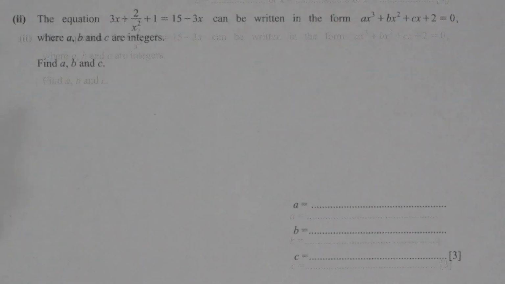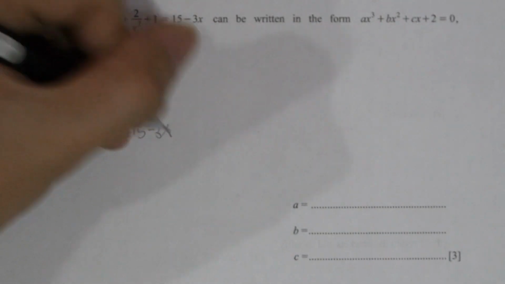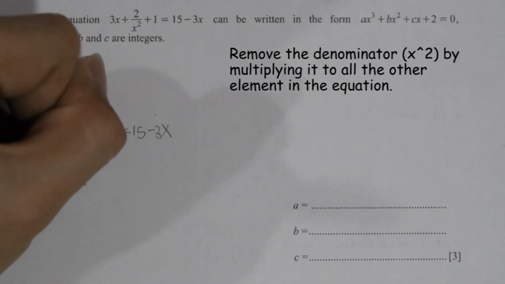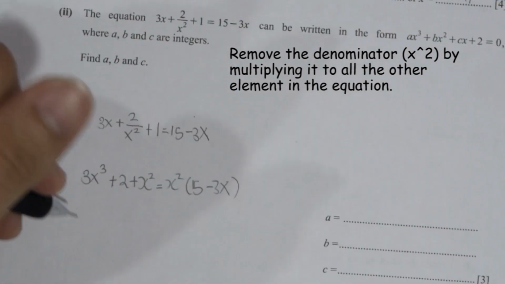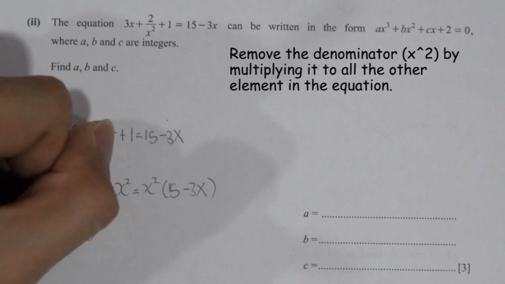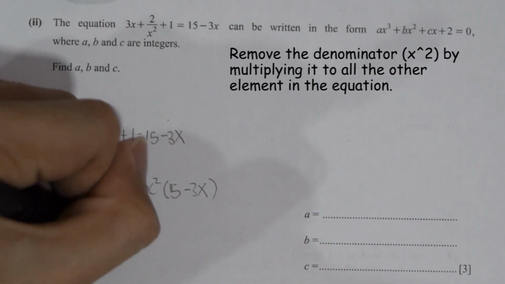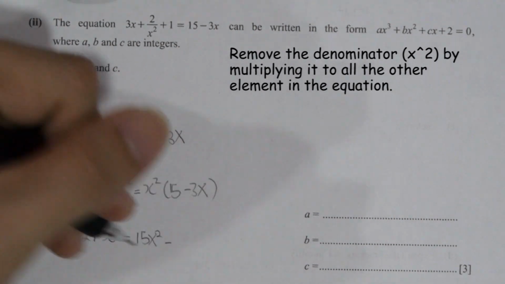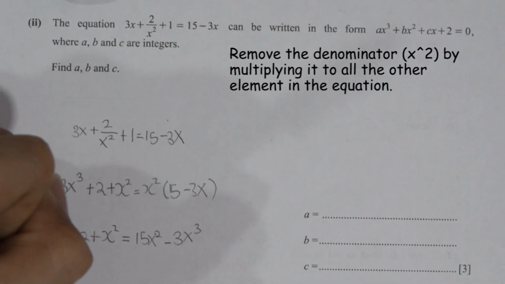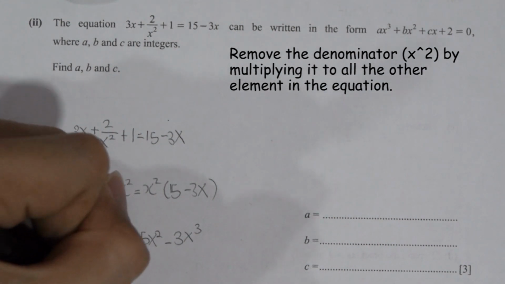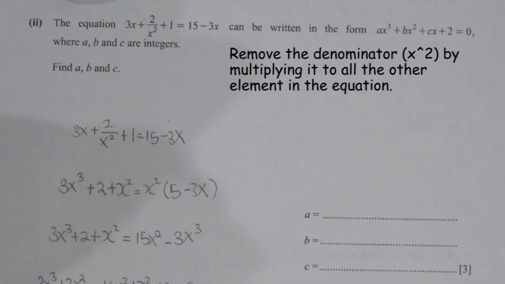So for the following question, you are required to do the rearrangement. The first thing that you need to do is get rid of the denominator, which is x squared. So you need to multiply x squared into everything else in the formula. From my 3x, I get 3x cubed, plus 2, 1 times x squared, you get x squared. And the x squared you're also required to multiply into the bracket 15 minus 3x.